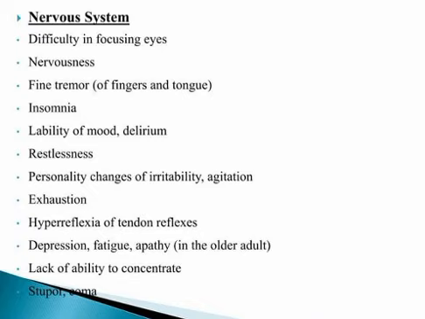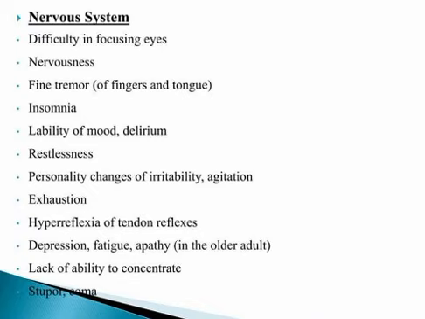It shows difficulty in focusing eyes, nervousness, fine tremor, which is a shaking of fingers and tongue, insomnia, loss of sleep. Next will be lability of mood and delirium. Next will be restlessness, personality changes of irritability and agitation. Usually the persons will show more mood swings. Next, hyperreflexia of tendon reflexes. Next will be depression, fatigue, apathy. Usually this depression, fatigue, apathy is seen in older adults.